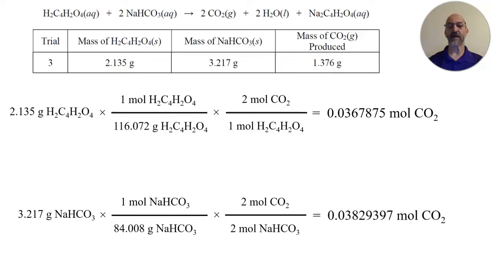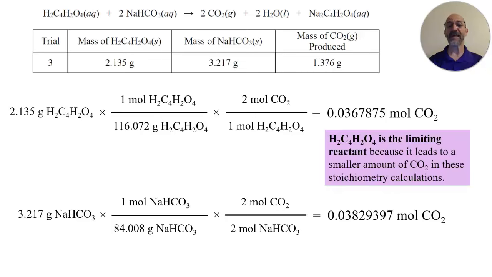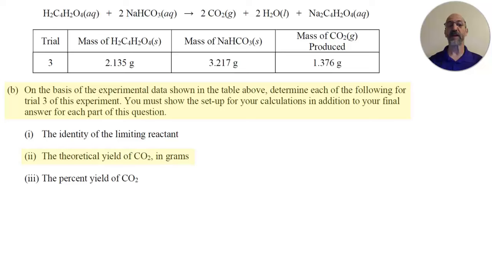Now, when I do that calculation, let's see if that compares with 0.03678. Looks like that number is larger. So I'm going to focus my attention on the smaller amount of CO2. So I have now identified the limiting reactant as the one that produces the smaller amount of product. So maleic acid in trial 3 is the limiting reactant because it leads to a smaller amount of CO2 in these stoichiometry calculations.